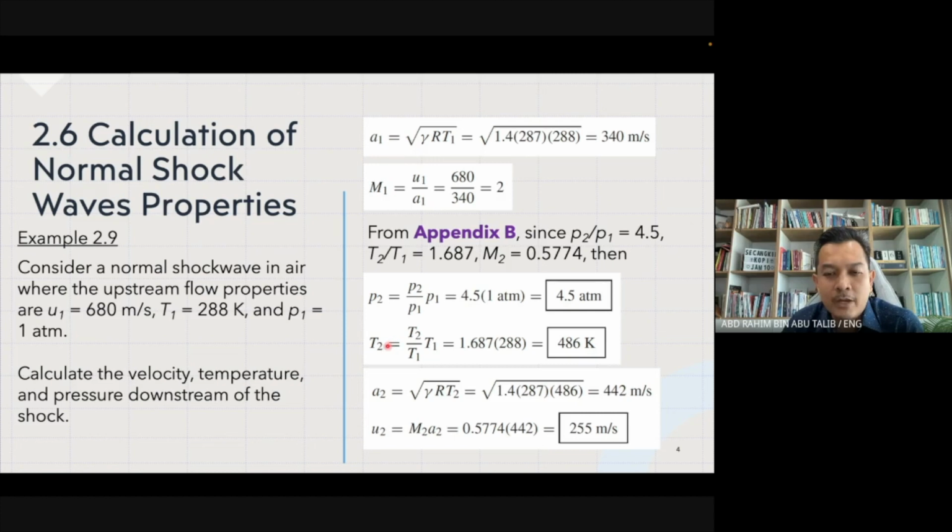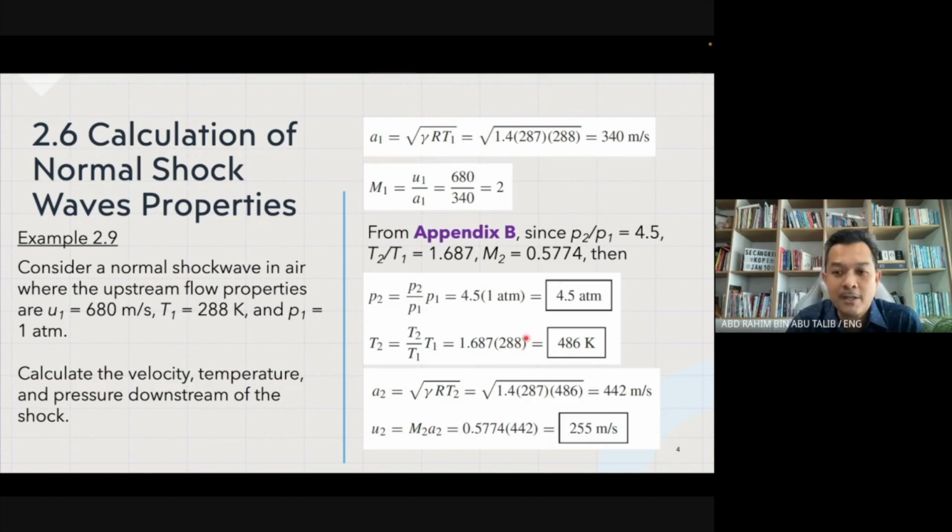And then you can also find the downstream temperature T2 by inserting the value of T2 over T1, 1.687, and multiplying by 288 Kelvin. You will get 486 Kelvin.